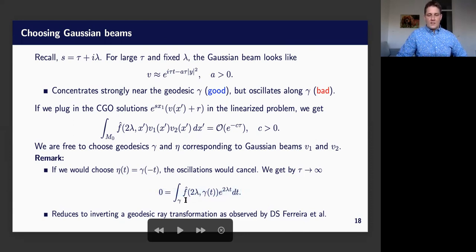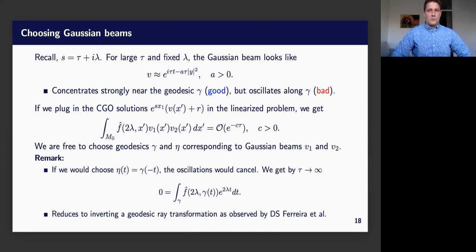So in that case, the f hat, the Fourier transformation in the x1 variable, integrated against the geodesic gamma, with some attenuation factor, is 0. And it was observed in a paper by David dos Santos Ferreira, Yaroslav Kurylev, Matti Lassas, and Mikko Salo. This identity actually reduces to inverting the geodesic ray transformation on the transversal manifold. We are not going to do that.